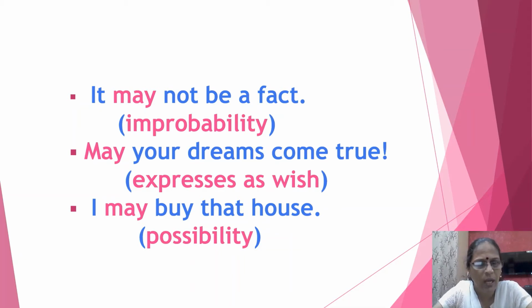Then next, I may buy that house. In this example, possibility is shown. Means I may buy that house means here house can be bought or house may be bought. Means here possibility is shown.